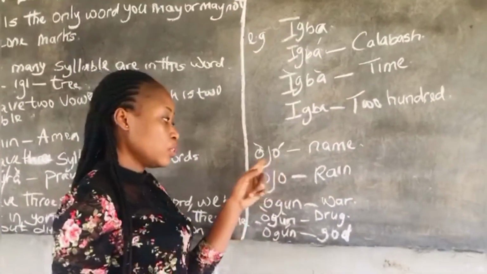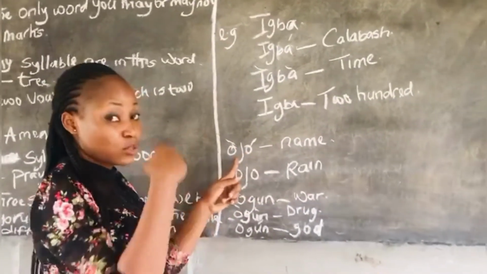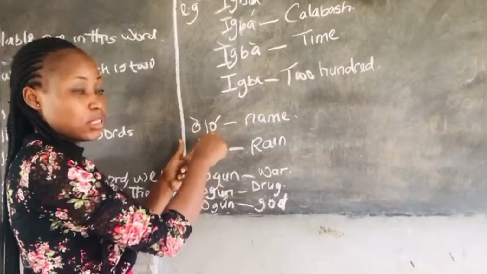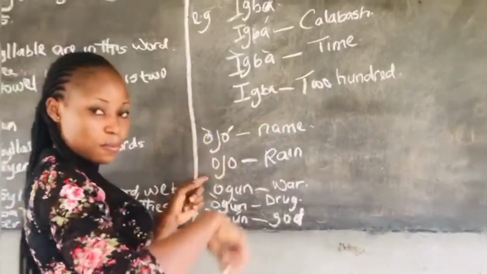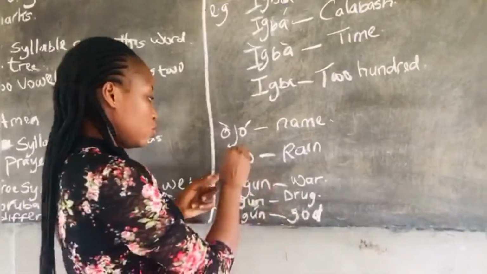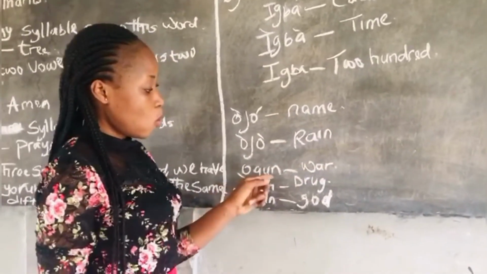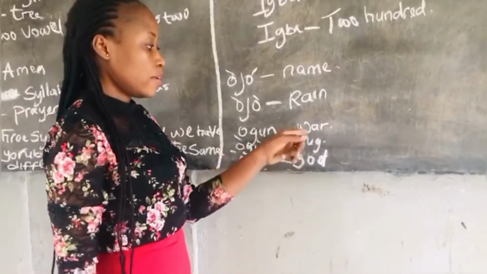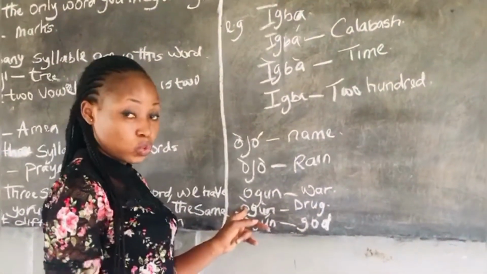I told us you put the tone mark on the vowels that are there, and you divide into syllables through that, so that you know which one you are putting it on. So rain, ojo, do, that's the low tone. So that's rain. And come here, ogun, rere. There is no sign for it, so rere, that's war. Then we have draw, ogun, do.